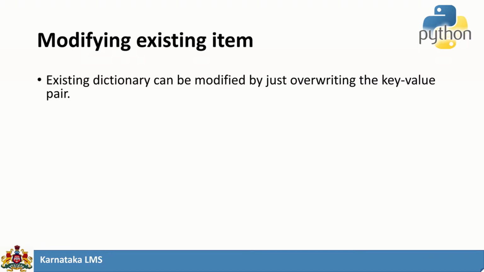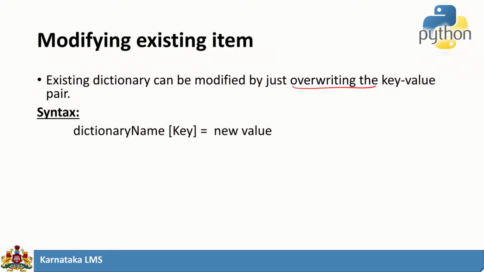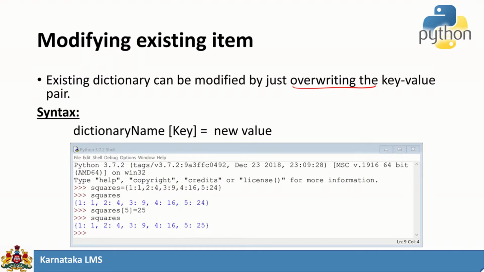Modifying an existing dictionary. We can also modify and override the value of an existing key, like this: dictionary name of key is equal to new value. Here we have squares: 1 colon 1, 2 colon 4, 3 colon 9, 4 colon 16, 5 colon 24. Since 24 is wrong, I will say squares of 5 is equal to 25. It will go and make the change in the corresponding entry. Like this, you can modify an existing dictionary value and overwrite it with a new value using the key.